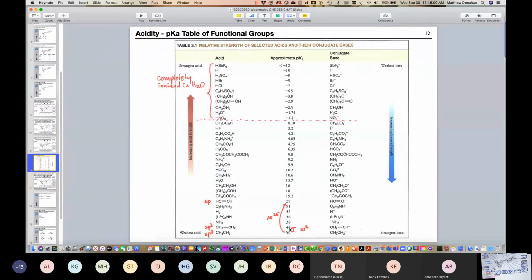Can you find the functional group and find the pKa? So looking at the screen, can you find where alcohols lie? What number should I write next to alcohols here? So in the chat, write what pKa is associated with an alcohol.